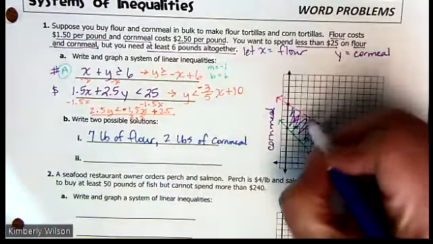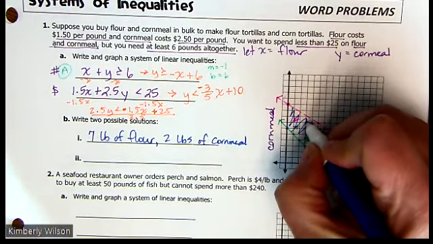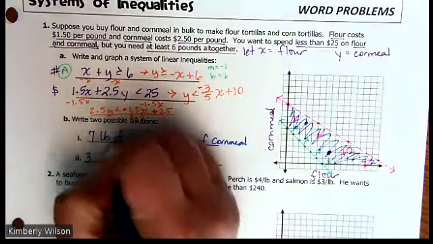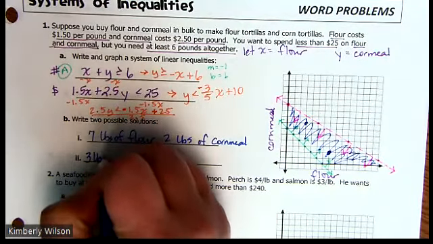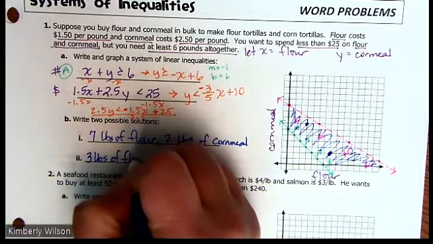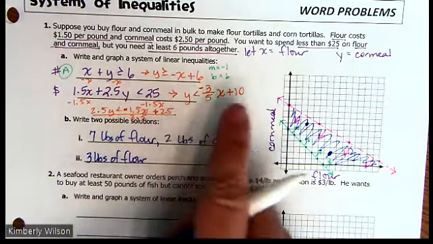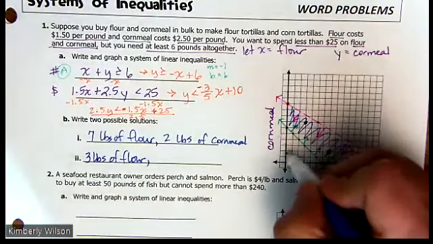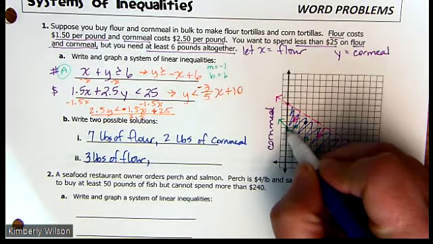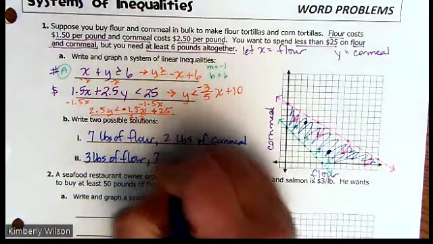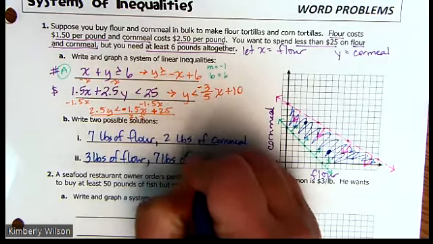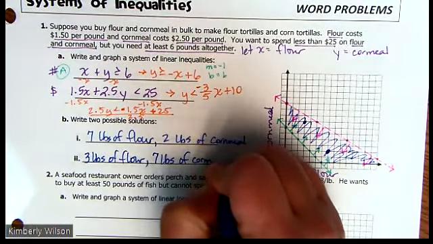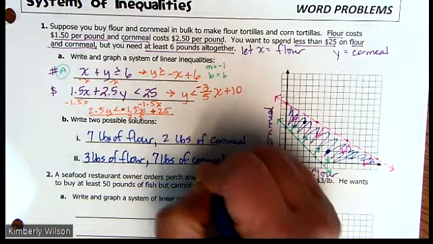I could also have this point right here, which is 3 pounds of flour. We are talking about flour. 3 pounds, yes. And then that is 2, 4, 6, 7 pounds of, oh, I didn't mean to flip-flop so much, but I just did. Notice it is just finding points in the double shaded region.